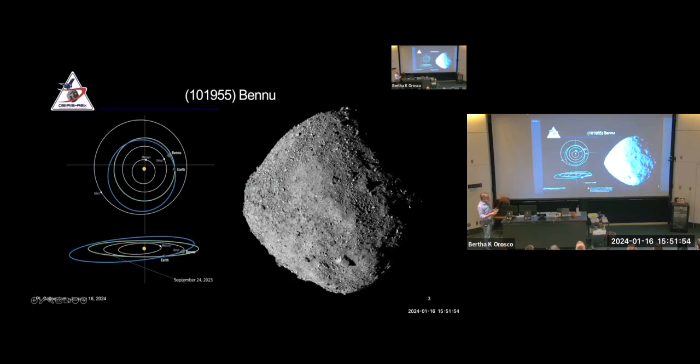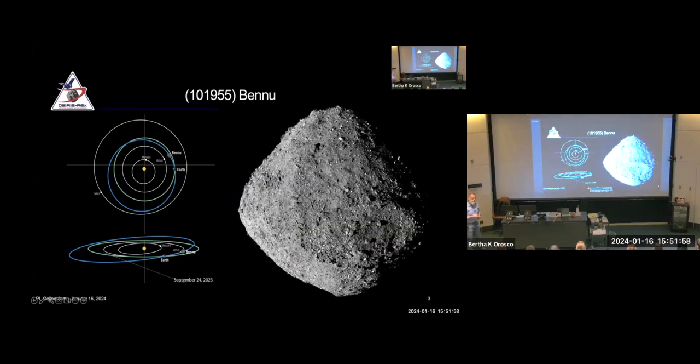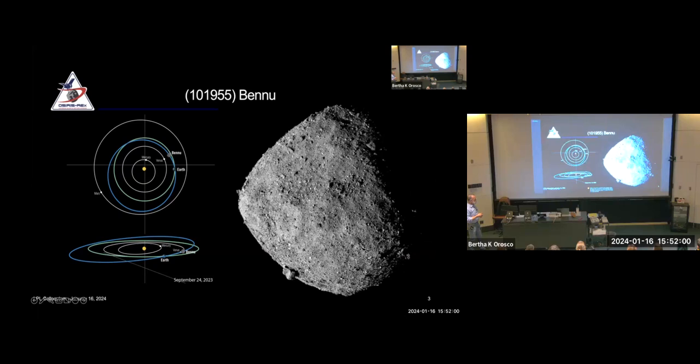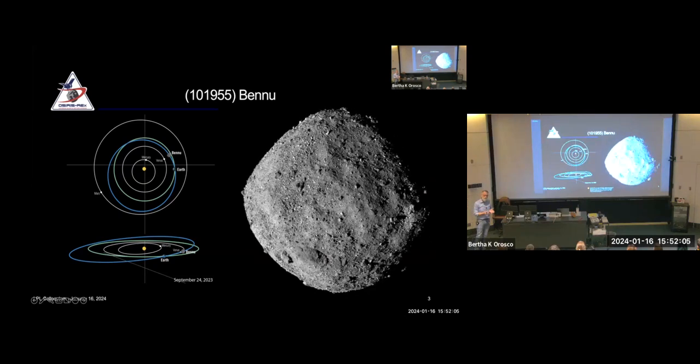Here is the target of the mission, Bennu. It's about 500 meters in average diameter to give you a sense of scale. It's got that really interesting spherical spinning top shape.